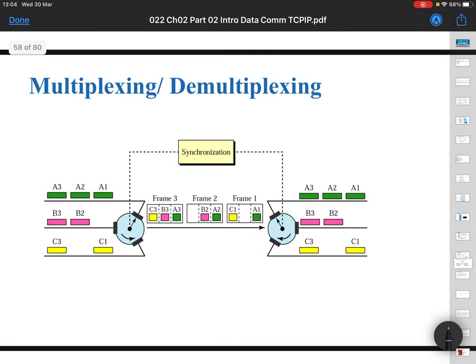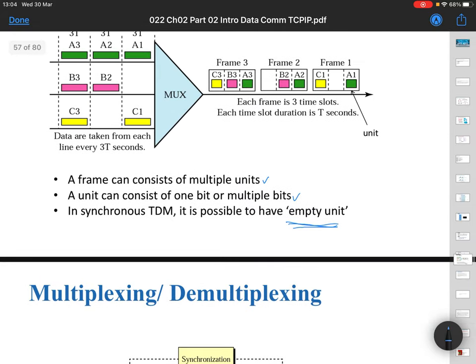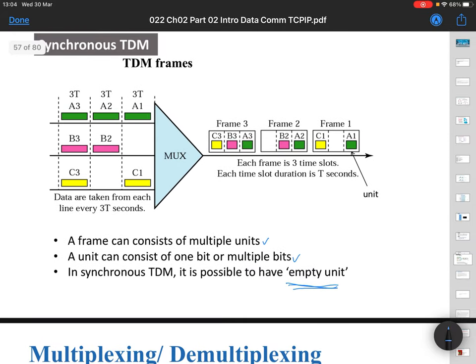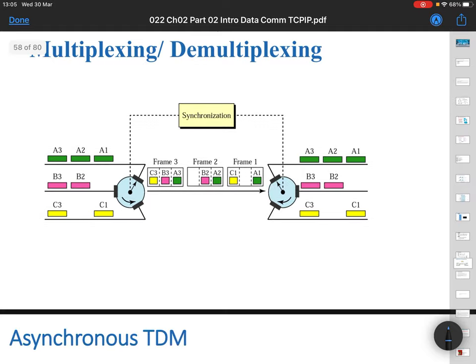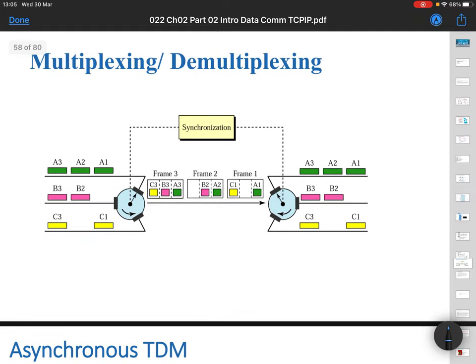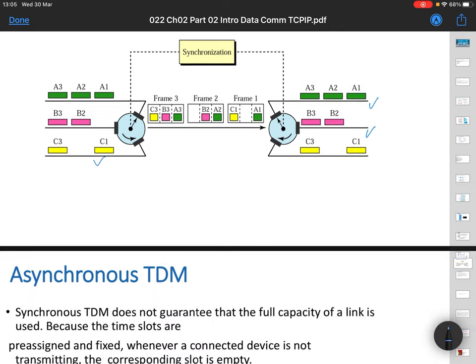Multiplexing, demultiplexing. So, here, each frame is 3 time slots. Each time slot duration is T second. So, you have unit A1, C1, A2, B2, A3, B3, C3. So, this is the empty units. For demultiplexing, it will produce the same signal as the signal before the multiplexing process.